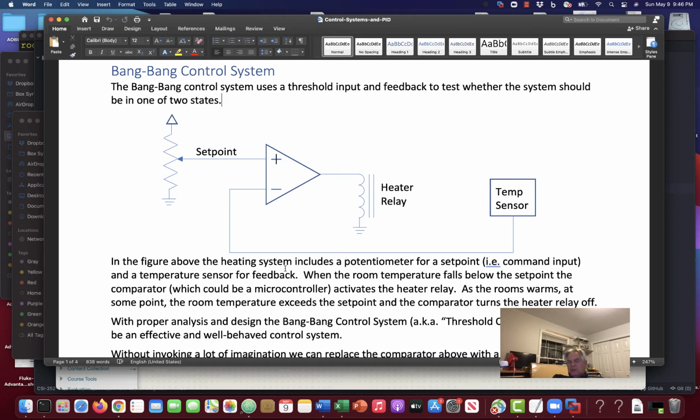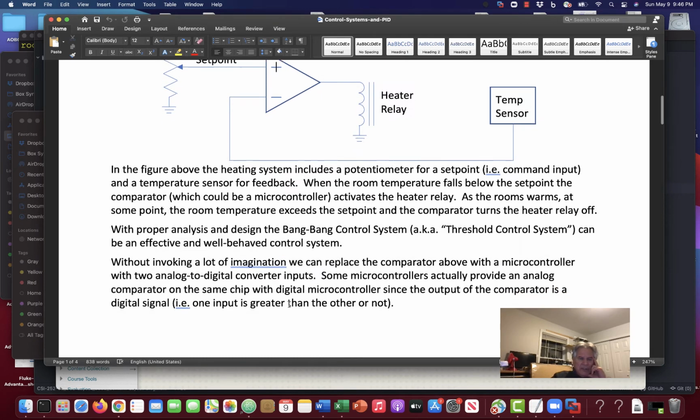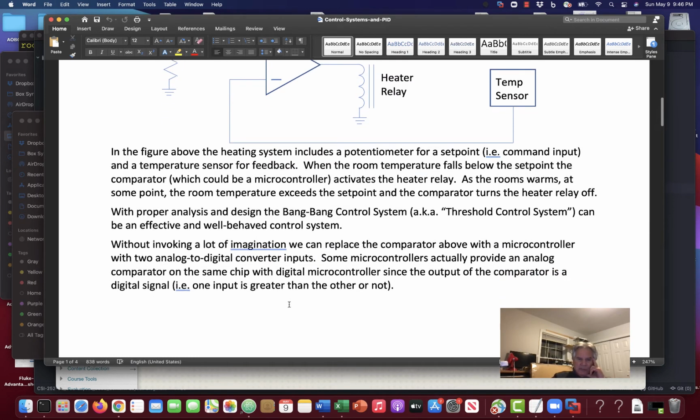In other control systems, you may find that there are two thresholds, both near the effective threshold you want, but one's a little higher and one's a little lower, and it's just to avoid the noise or chatter that might happen if there were noise on the feedback circuit. So that's a bang-bang control system.